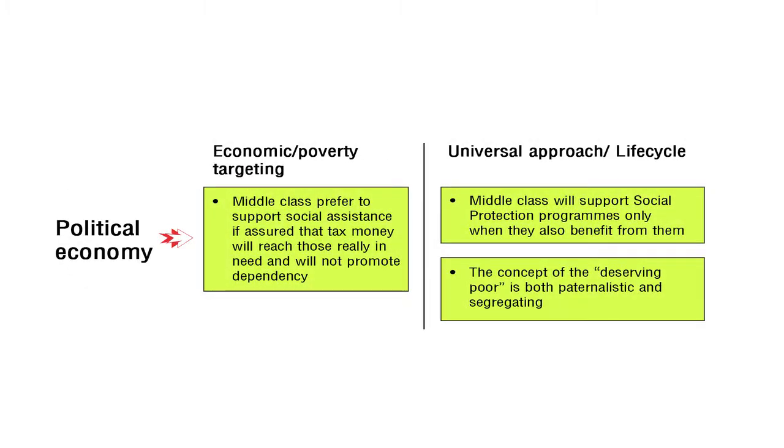When it comes to political economic considerations, those in favor of economic selection or poverty targeting argue that the middle class prefer to support social assistance if assured that tax money will reach those really in need and will not promote dependency. But those in favor of universal coverage see it differently. They believe that the middle class will support social protection programs only when they also benefit from them. They also argue that the concept of the deserving poor is both paternalistic and segregating.